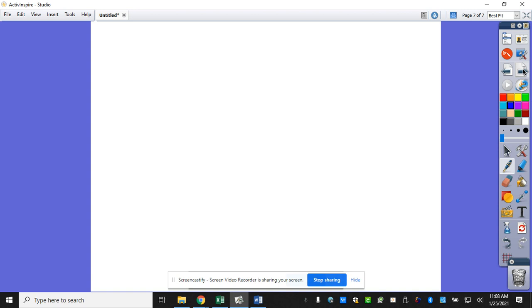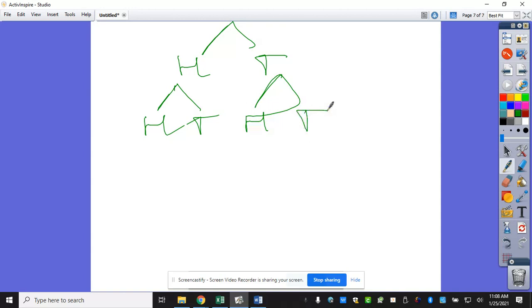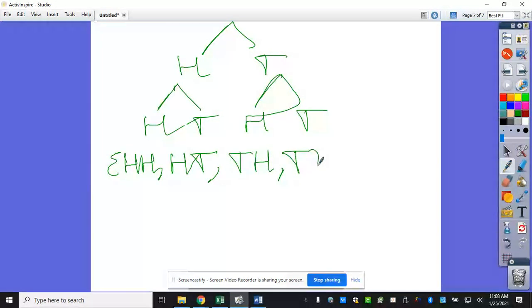If I were doing something like flipping a coin 3 times, I'll do it with flipping a coin twice. We can do heads or tails, and then off that, heads or tails, heads or tails. So our whole sample space would be heads heads, heads tails, tails heads, tails tails. And so if I were to graph, what if we were doing percentage of tails? This would be 0, this would be 50%, this would be 50%, this would be 100%.